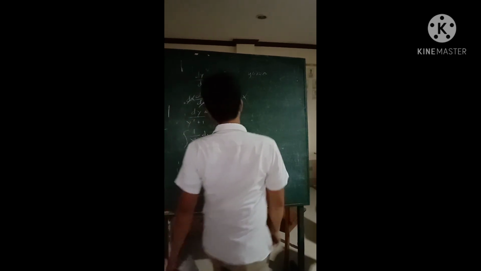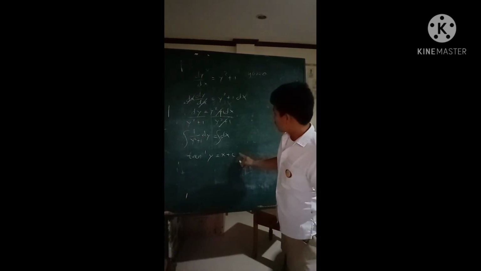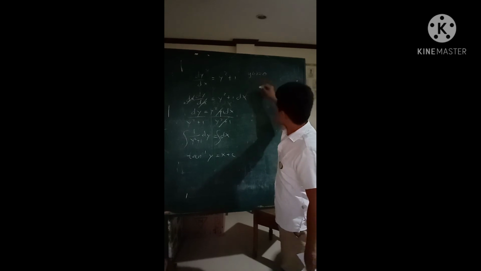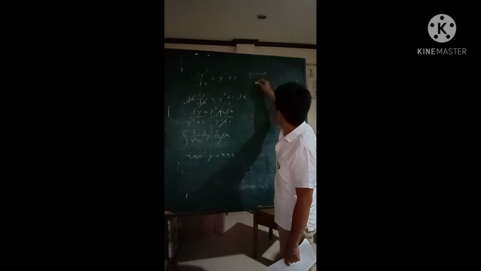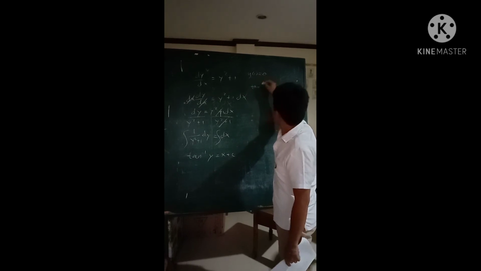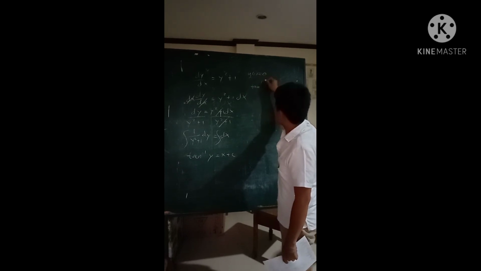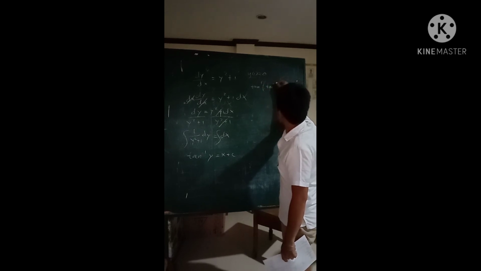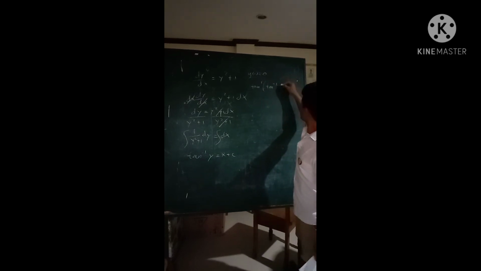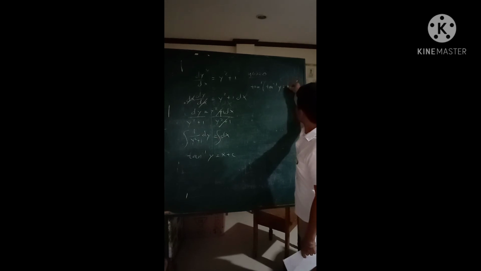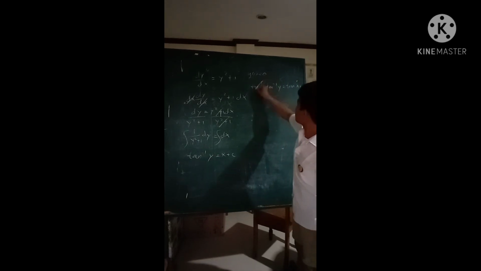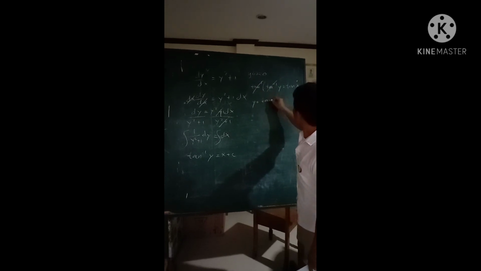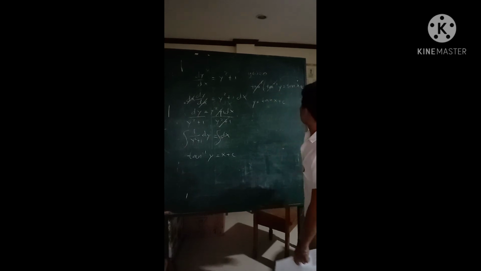Then we can apply tangent to each side. So tangent multiplied by tangent inverse of y equals tangent of x plus c. So cancel the tangent. The remaining is y equals tangent of x plus c.